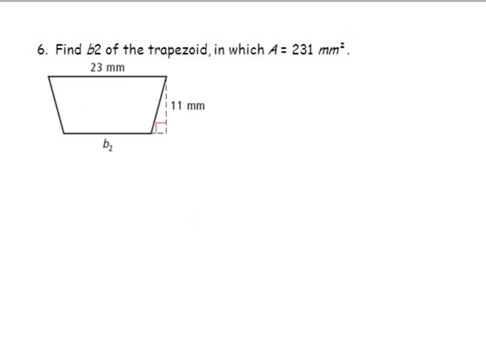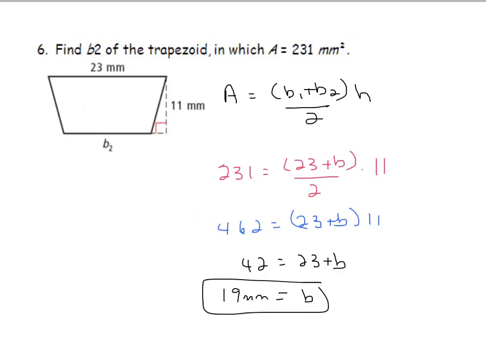All right, find the second base if the area is 231. So I would like to see from you the formula, you plugging it in, and then you solving to find base 2. Pause it, come back, and then we're going to see how we do. All right, so here's my formula, the sum of the bases over 2 times height. I plugged my area in, my information that I had, multiplied by 2, divided by 11, and then subtracted my 23.